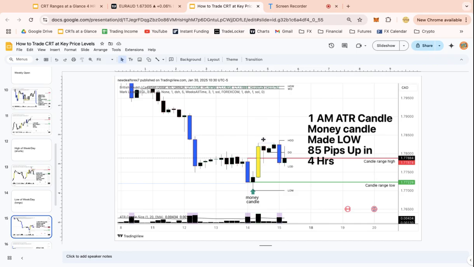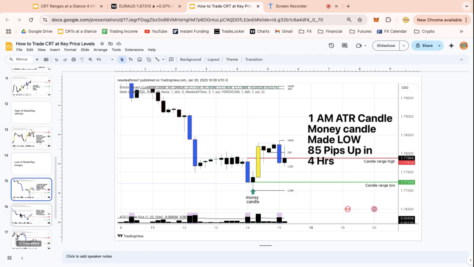All right, expansion to the upside. So you could have got in as soon as the money candle closed. This was good for 85 pips in 4 hours. Bang, done deal, you're out. Okay, that's enough. If price breaks out of the range a little bit, that's cool, but I'm not expecting price to go all the way back up here. No. These trades aren't meant to be held for 2, 3, 4 days. This is not swing. This is a day trader's method.